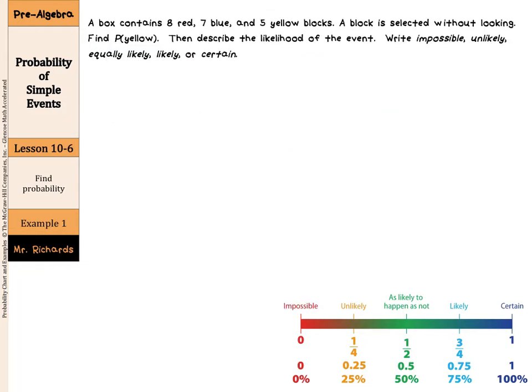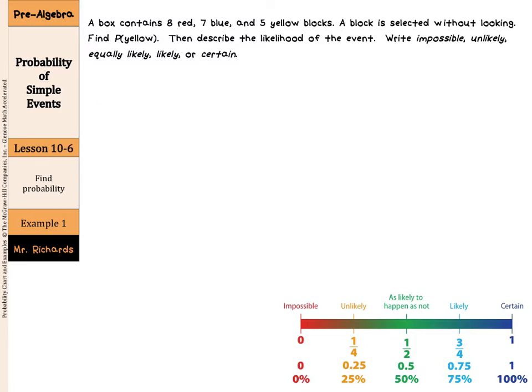It contains 8 red, 7 blue, and 5 yellow blocks. A block is selected without looking. Find the probability of a yellow block. Then describe the likelihood of the event. Write impossible, unlikely, equally likely, likely, or certain.